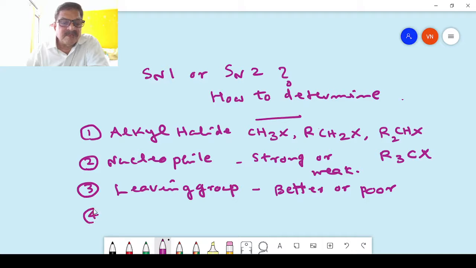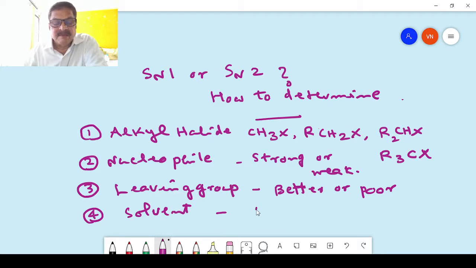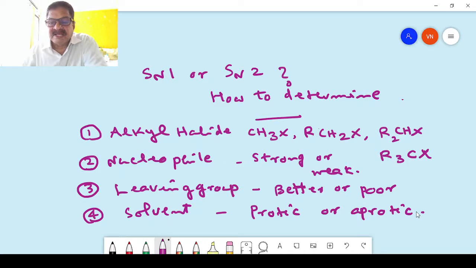Now, the most important thing here is the solvent, whether it is a polar protic solvent or a polar aprotic solvent. I will be discussing this in detail later. So, all these factors will have a tremendous influence on the mechanism of nucleophilic substitution reactions. Of these, the most important factor we can identify is the nature of the alkyl halide.